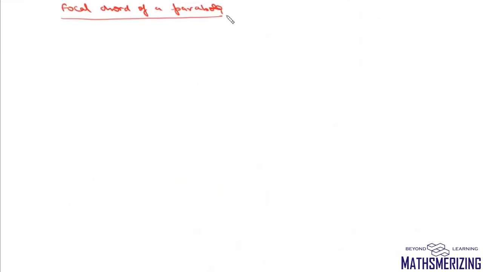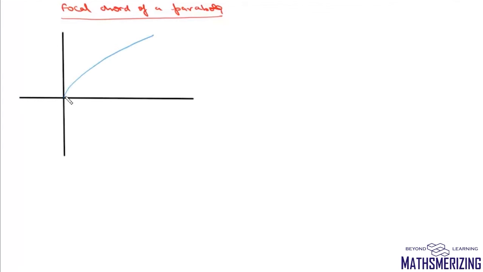As the name suggests, a focal chord of a parabola is any chord which passes through the focus. So if we have any parabola, say y square equals 4ax, and its focus is at a comma 0, then any chord which passes through the focus is your focal chord.